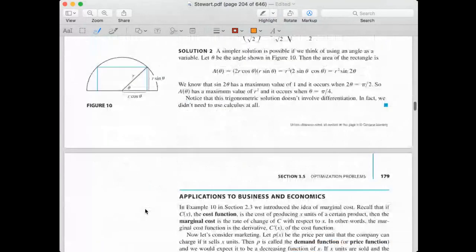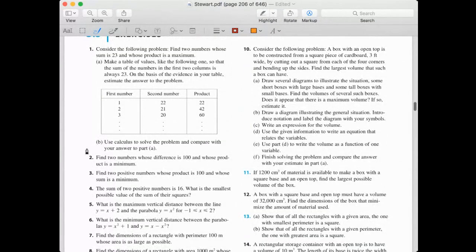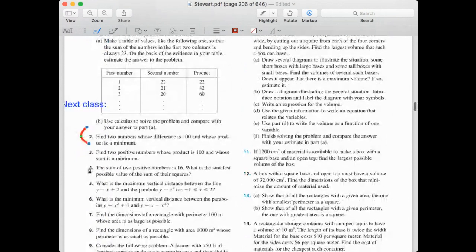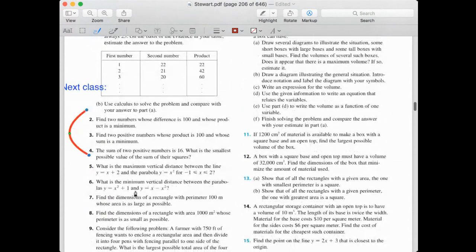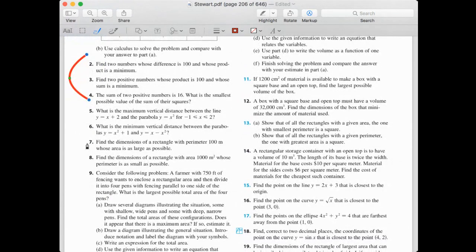All right, let me quickly give you some questions to practice for next class. Section 2.4, no, you know what? Let me do this. 2.4, 7, 8, 7 to 9. All right, let's try those 6.